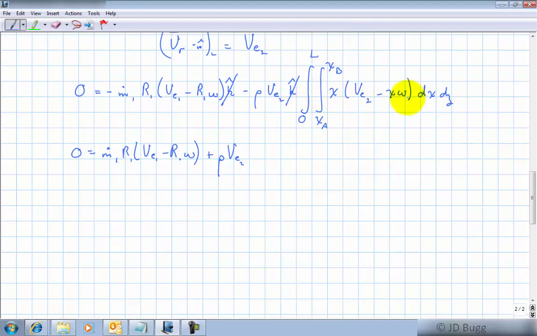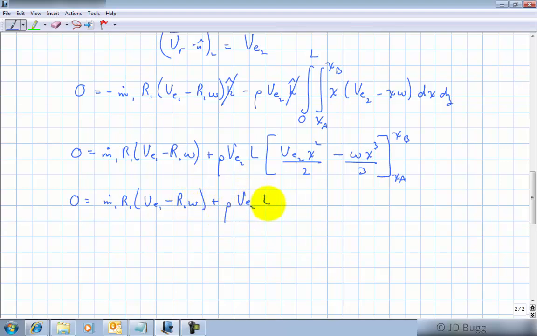Performing this z integral, there's nothing in here that depends on z. So the integral from 0 to L of dz is just L. And then we have this integration. So we have VE2 x squared over 2 minus omega x cubed over 3, and that's evaluated from XA to XB. So 0 equals m dot 1 R1 V exit 1 minus R1 omega plus rho V exit 2 L, and substituting in our limits of integration, we have V exit 2 over 2 here, XB squared minus XA squared, minus omega over 3, XB cubed minus XA cubed.